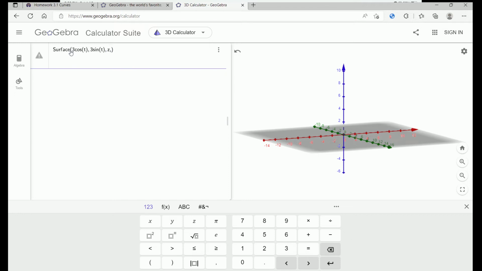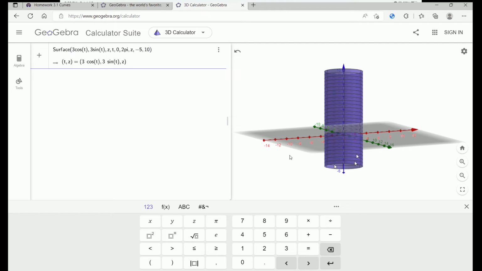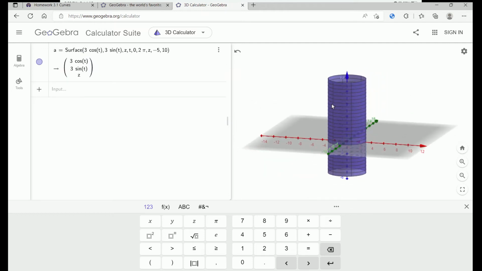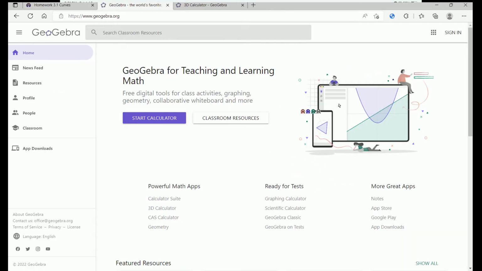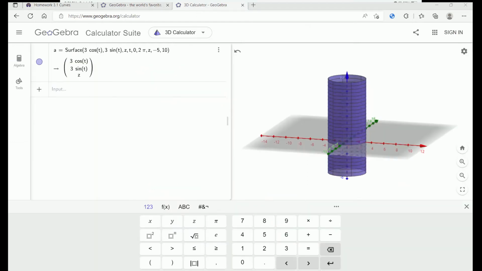And then our first parameter was t, and just 0 to 2 pi will get you 1 revolution around the circle. The other parameter was just z, which was allowed to be anything. And I'll just go like -5 to +10. So that's the cylinder. Okay, let's go back to OBS. That is the cylinder.